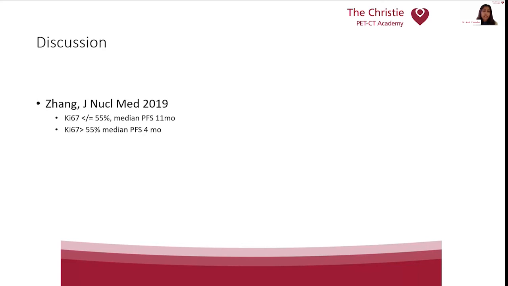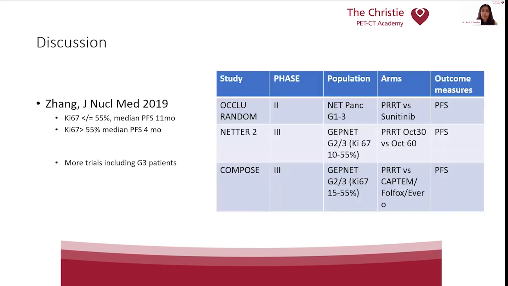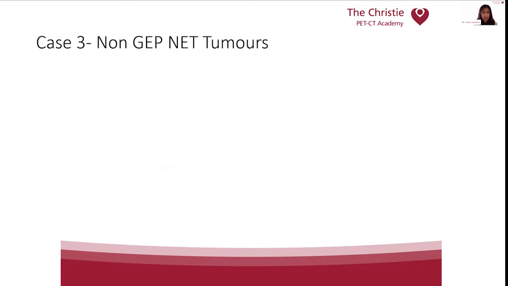And there have been some studies on grade 3 NETs. This publication looked at the difference in Ki-67 in these tumours, and found that there was a difference in the progression-free survival. If the Ki-67 was less than or equal to 55%, progression-free survival was 11 months, but if it was more than 55%, the median progression-free survival was 4 months. And there are ongoing trials or more trials planned, including grade 3 patients. And we've seen this table already in Tom's talk, so hopefully we'll get a better idea of what the role of PRRT is in these patients.